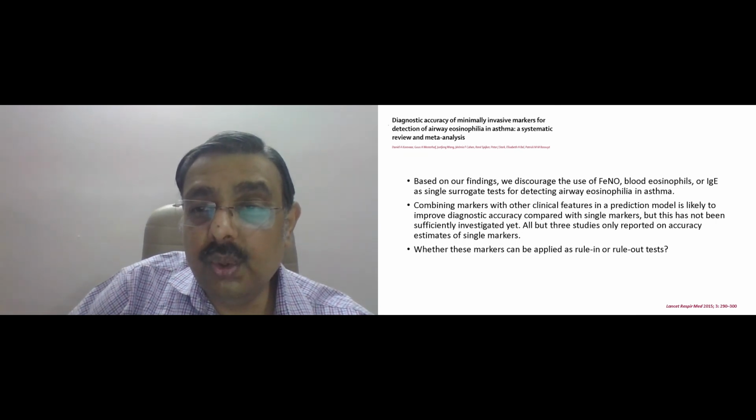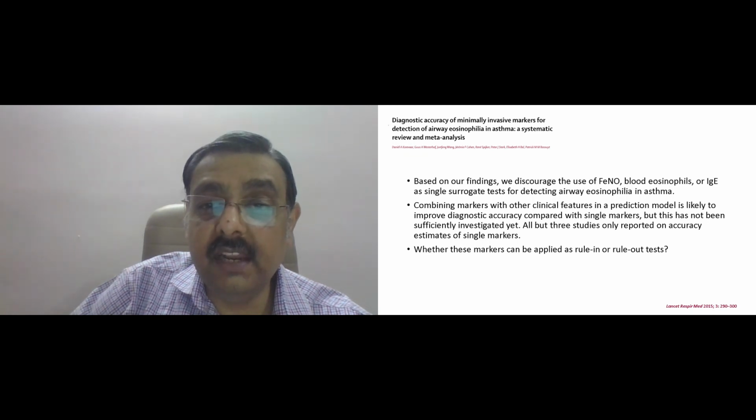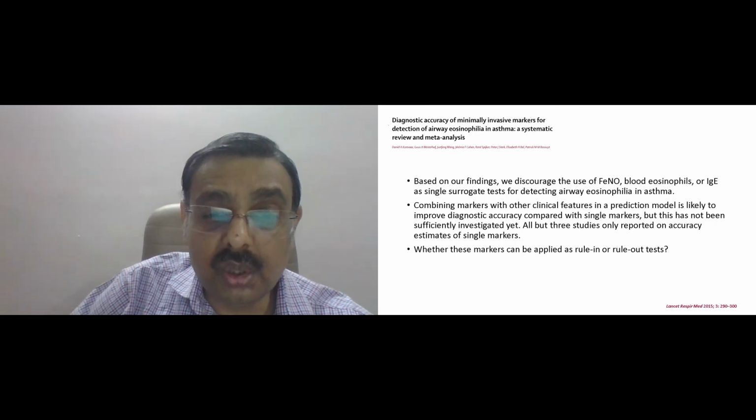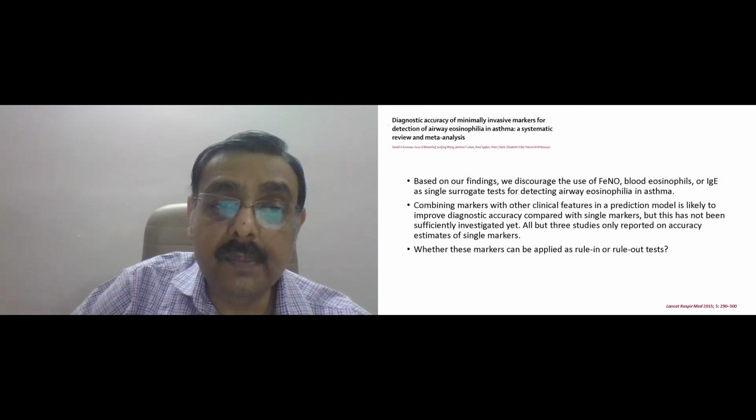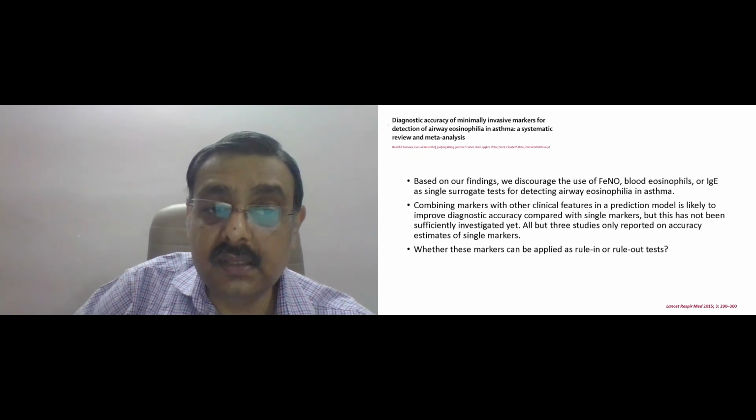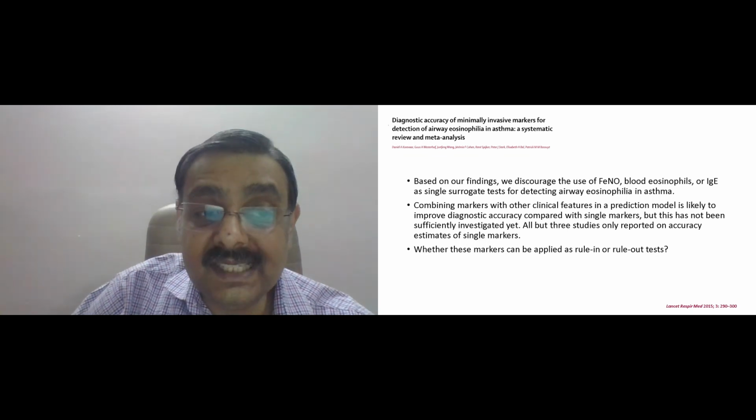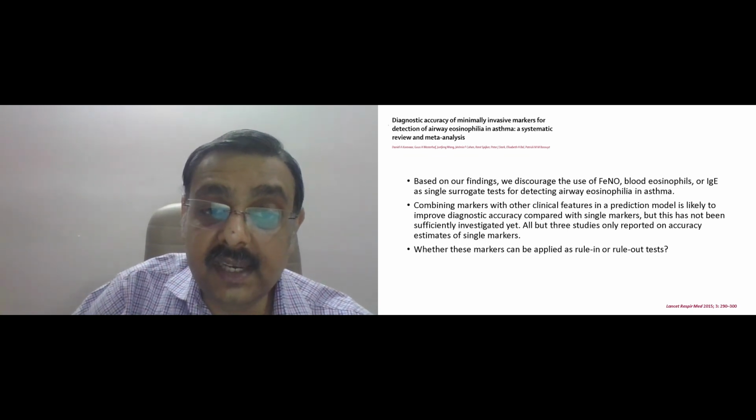Just using FeNO or blood eosinophils or serum IgE as a single surrogate test for airway inflammation and asthma is not quite good. Try and combine markers with other clinical features in a prediction model, and it is likely to improve your diagnostic accuracy compared with single markers. But this has not been sufficiently investigated.